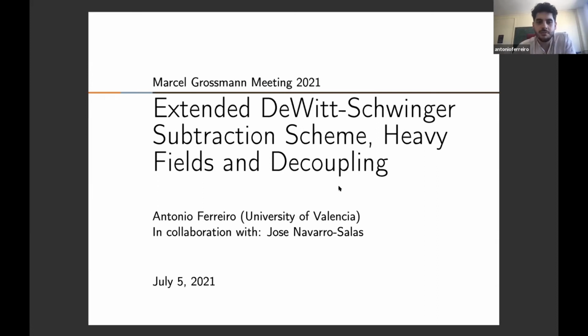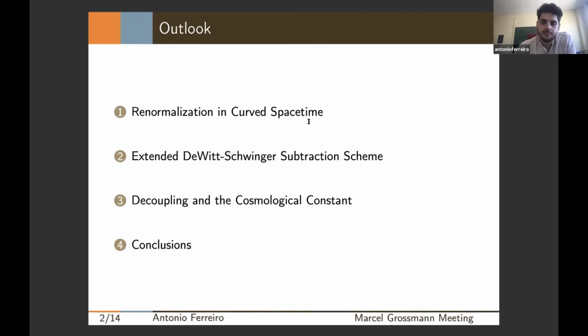In this talk, I will present a collaboration I did with my supervisor, Jose Navarro Salas, involving a renormalization scheme based on the DeWitt-Schwinger expansion. This will be the first talk, and the second talk, which will include some more details, will be presented by Sergi Nadal afterwards. I want to first explain a bit about renormalization in curved spacetime. Then I will present the extended DeWitt-Schwinger subtraction scheme, and then I will give some applications about the coupling and the cosmological constant running.